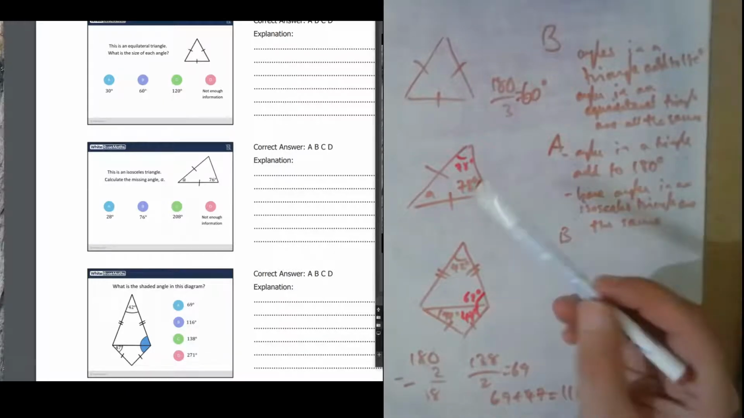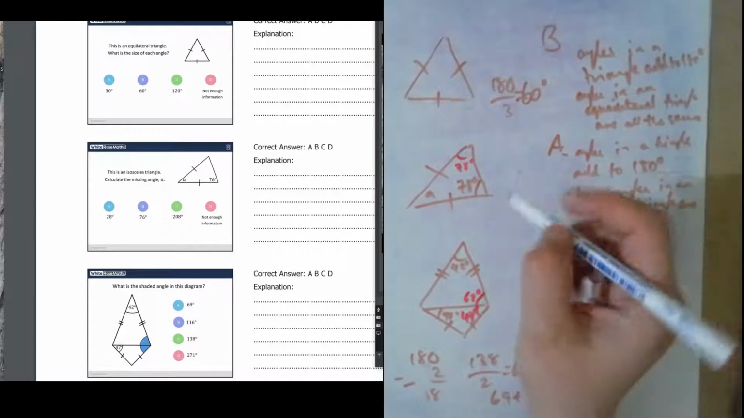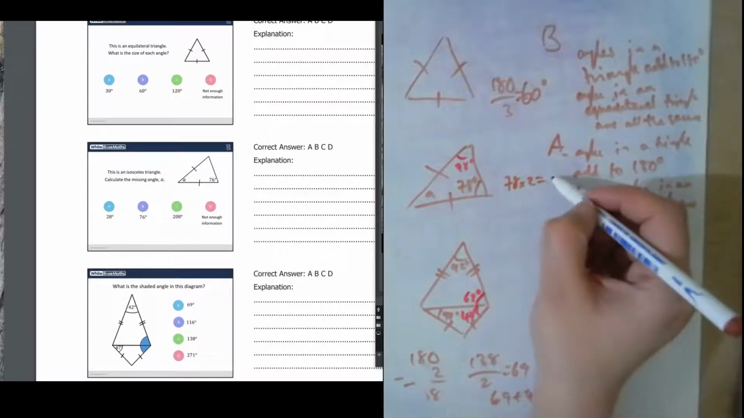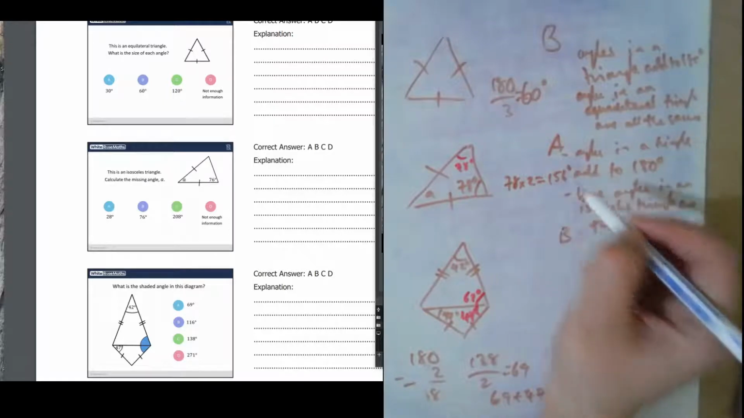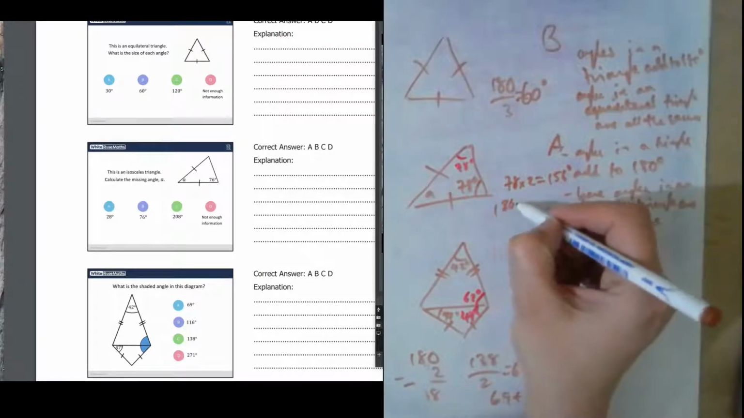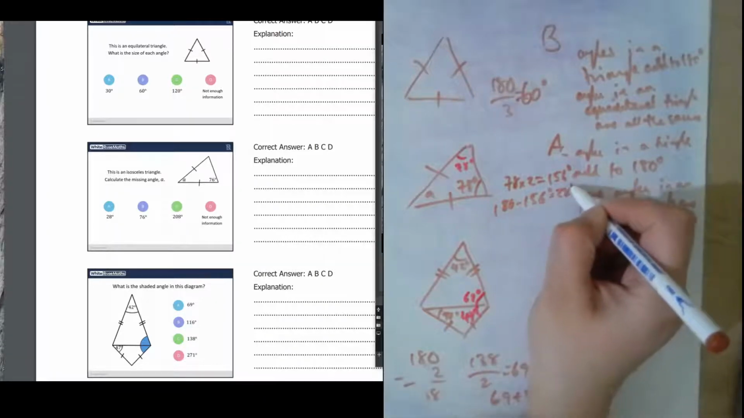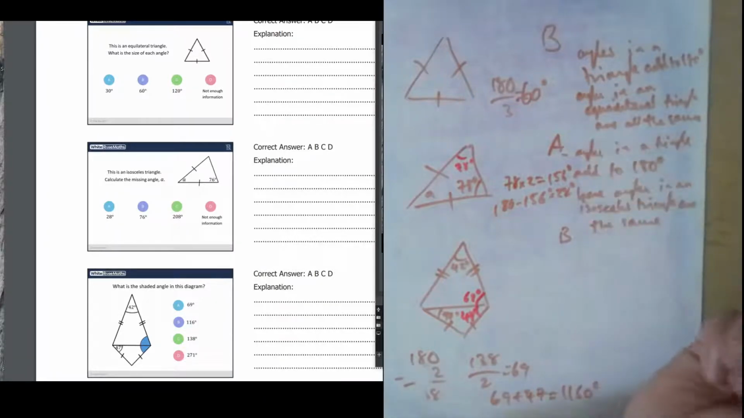And once I have those, obviously I can say 78, 78. So 78 times 2 would be 156. Okay, and then you do 180, take away 156, which leaves me with 28 degrees, which is A.